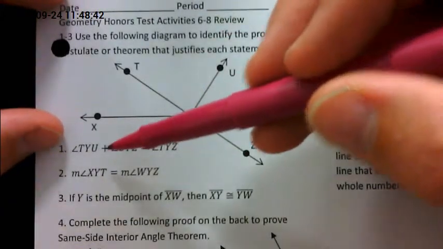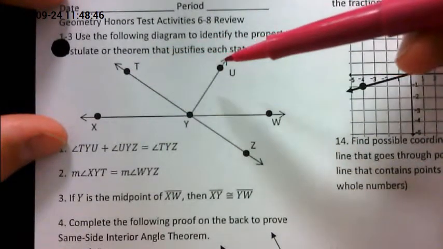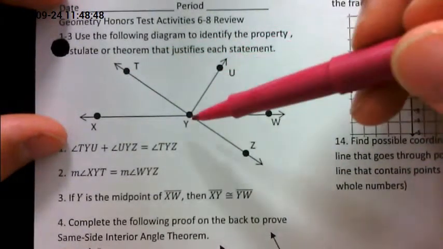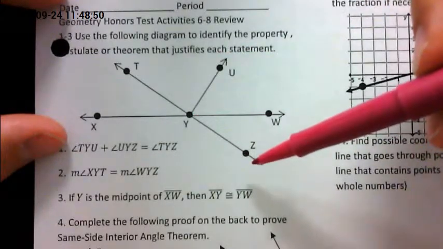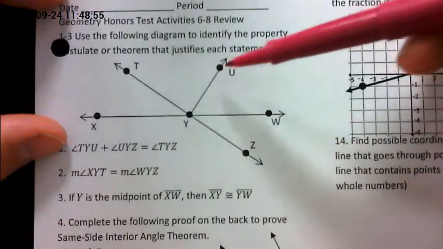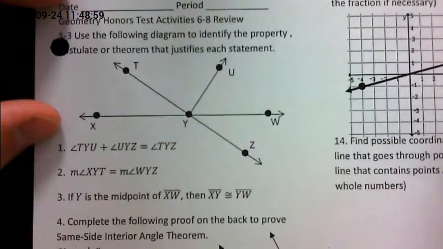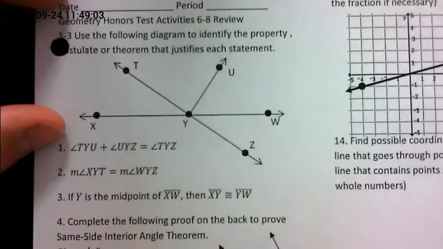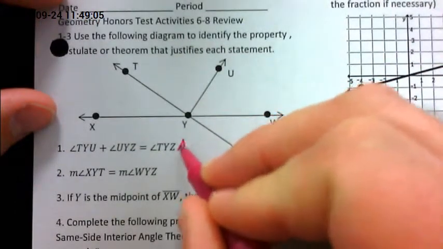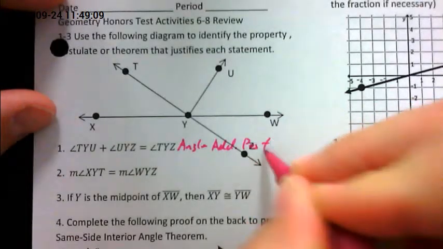So on number 1, we have angle TYU plus angle UYZ equals angle TYZ. So this angle plus this angle equals this full straight angle. We're adding 2 angles together, so this would be what? Angle addition postulate.